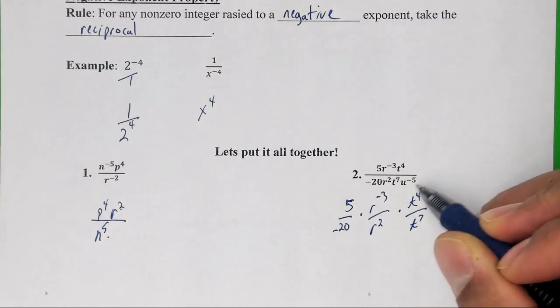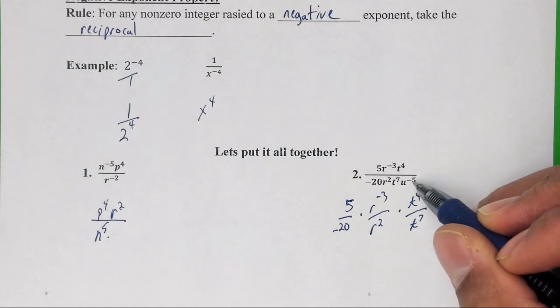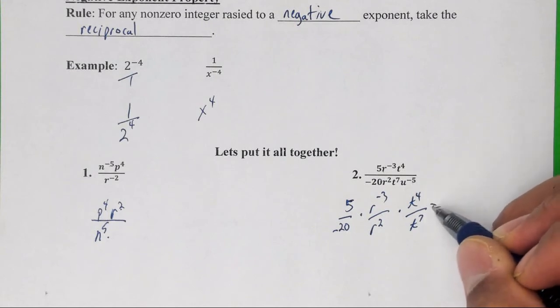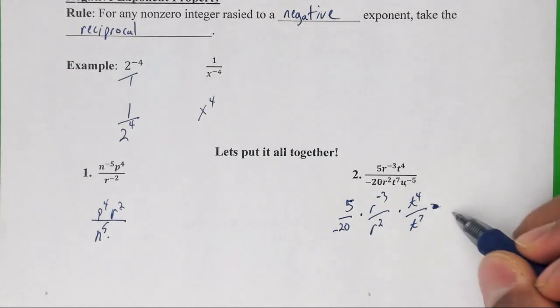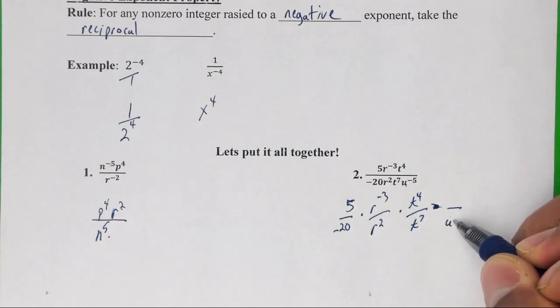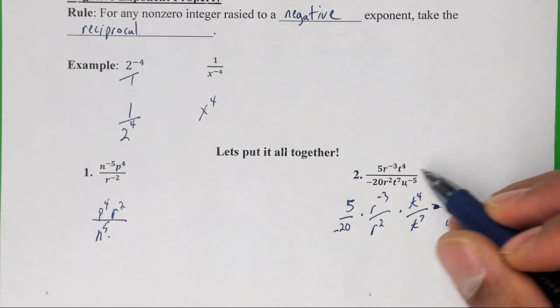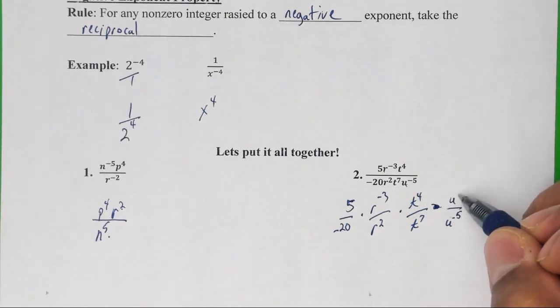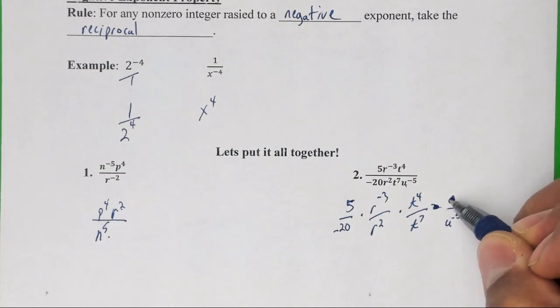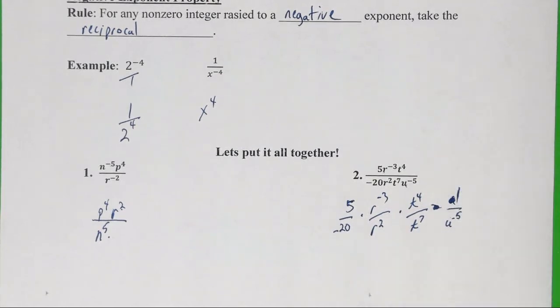And then finally, I'm going to keep u to the negative 5 on the bottom. That shouldn't be a times, sorry. Keep u to the negative 5 on the bottom, and then we'll put just a 1 up top since there's no other u to go with it. That's a 1. I apologize, that's a 1.